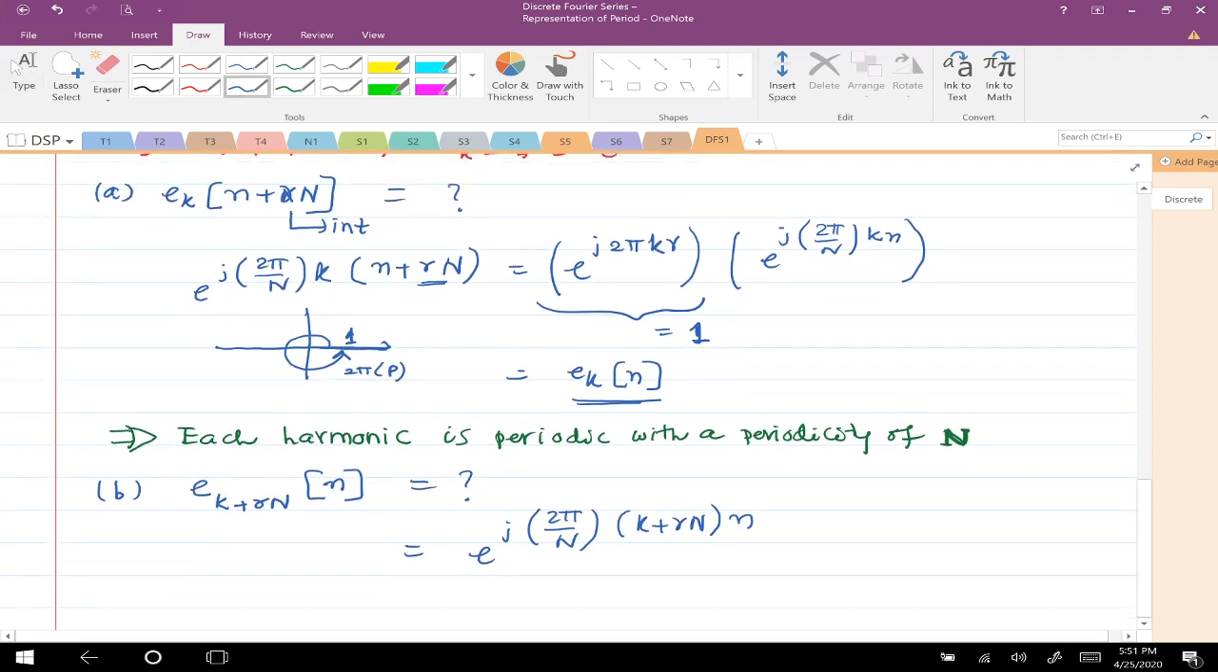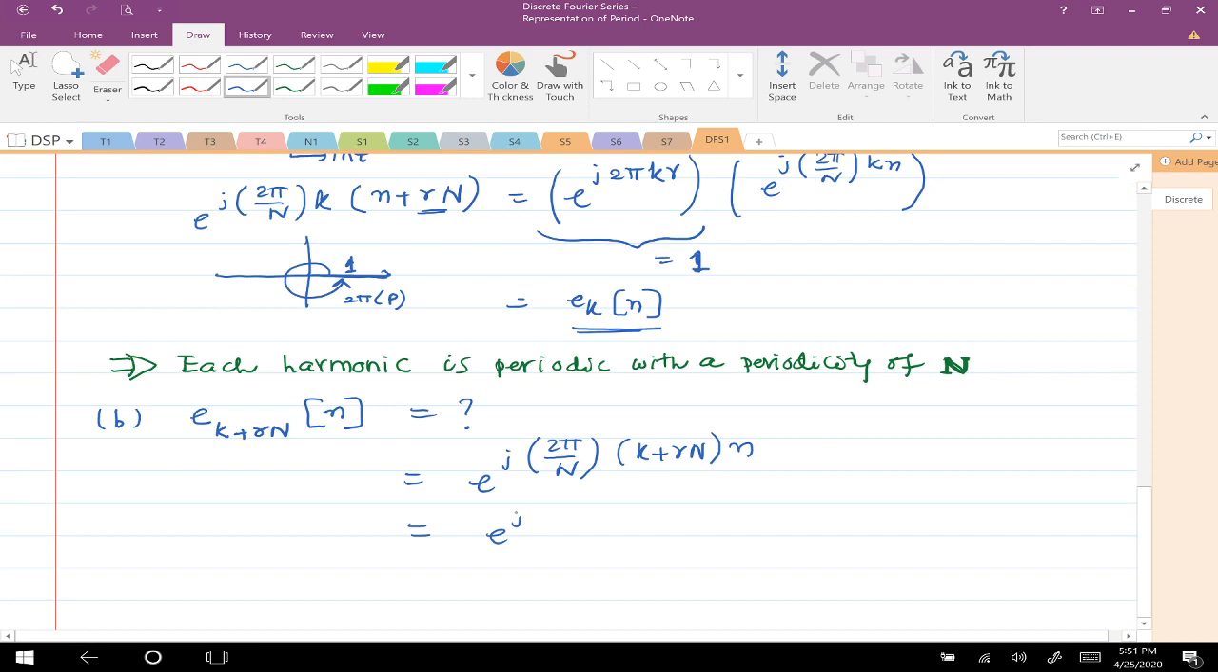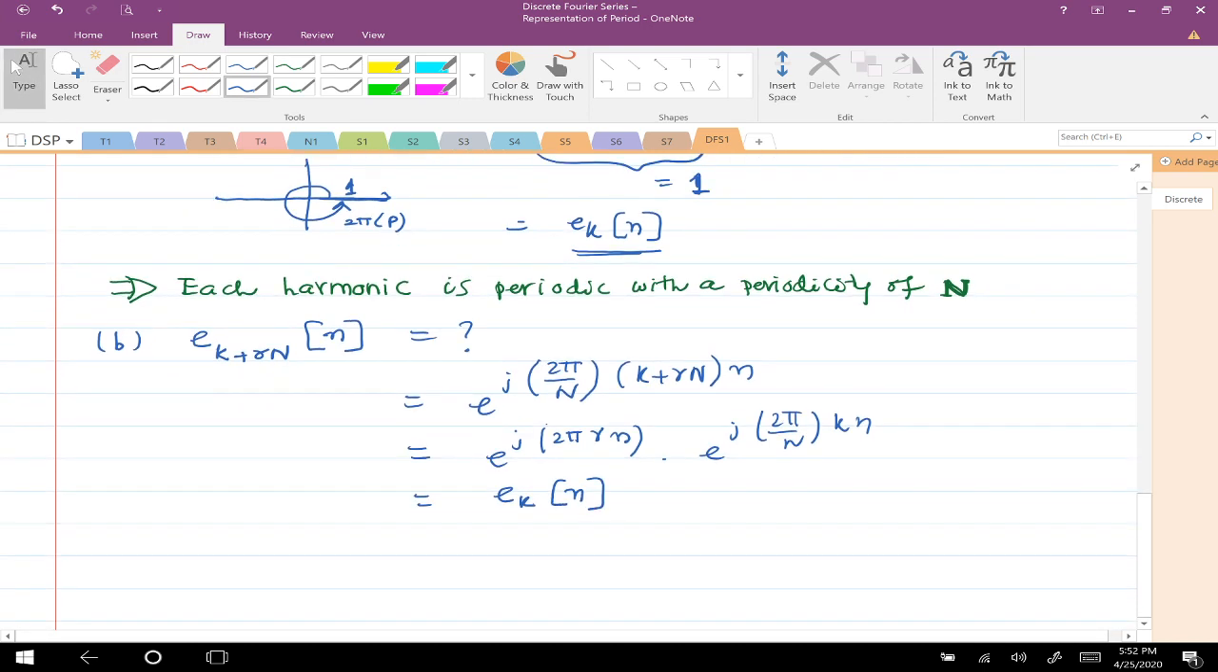So then you separate in the same way we did, and you would end up with e power j times 2 pi by N into r times n times capital N, right? So then this N and N get cancelled. So I could simply write it as 2 pi times rn. So instead of writing one more expression, just let me write it right away here. e power j 2 pi rn, which is going to be 1, multiplied with e power j 2 pi by N kn, correct? And this in fact is equivalent to e subscript k of n. This is again another very important result here. What does that mean?